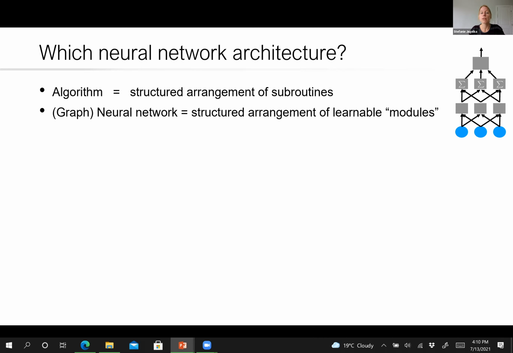Now, let me show you an example of why specifically graph neural networks have this nice computational structure that fits many of these algorithms that you may be interested in learning in these tasks that I showed.